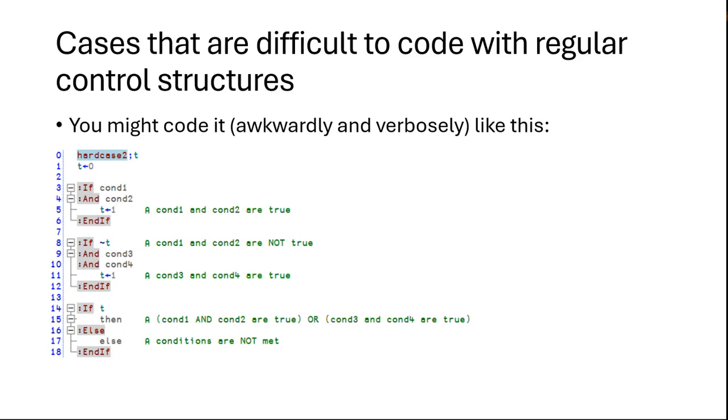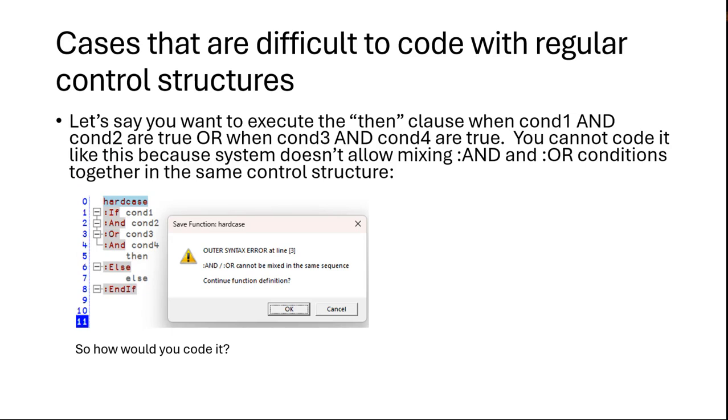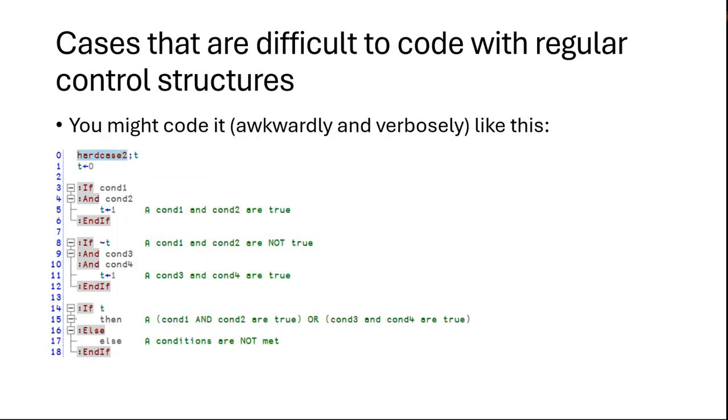So to emulate the behavior we were trying to express in this illegal expression, I've coded it here so that if condition 1 and 2 are both true, then we won't bother evaluating condition 3 and 4. But if condition 1 and 2 are not both true, then we would evaluate it. That's why the tilde t here. And then we would evaluate condition 3, and if it was true, we would evaluate condition 4 and then set t to true. And then finally, if t turns out to be true, we will do the then clause and the else clause. So that's the awkward way of doing it.